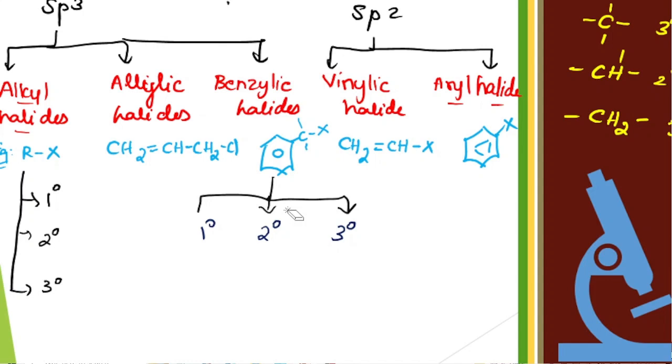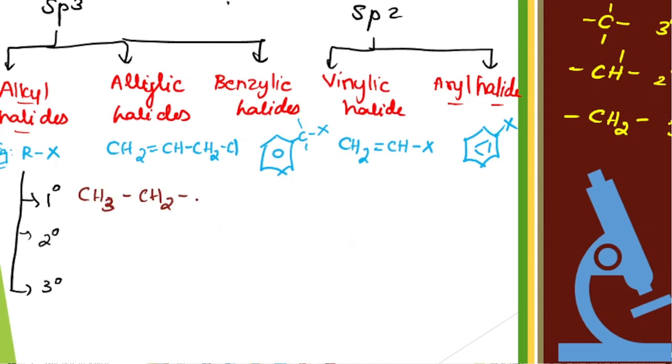We can give CH2, CH3, CH2. Then you can attach CH2, CH2, Cl. Right? This can be your primary. Right? So next, then what you can do? Then here CH3, CH, Cl. Here CH2, CH3. This is going to be your secondary carbon, right?